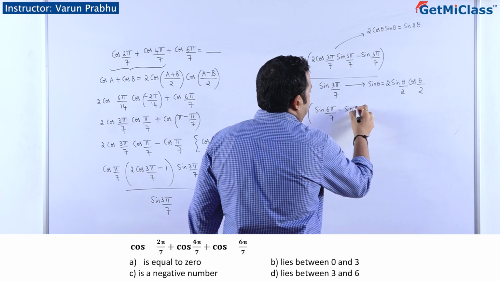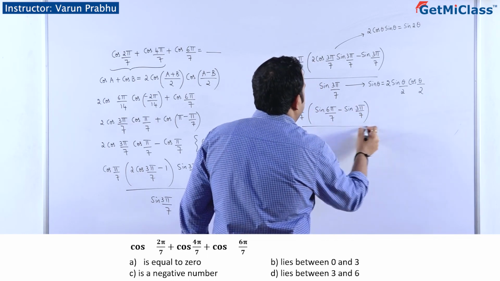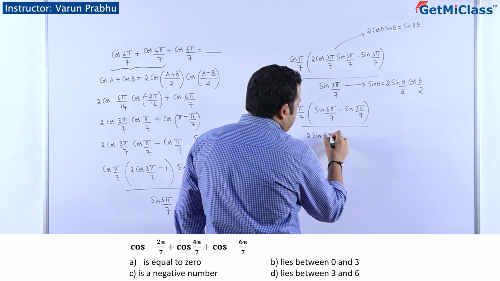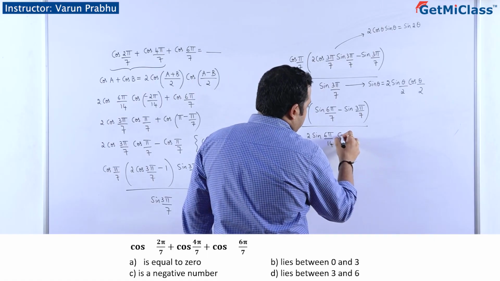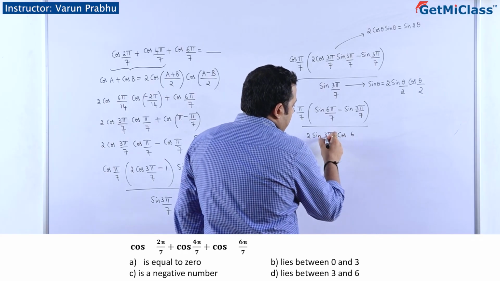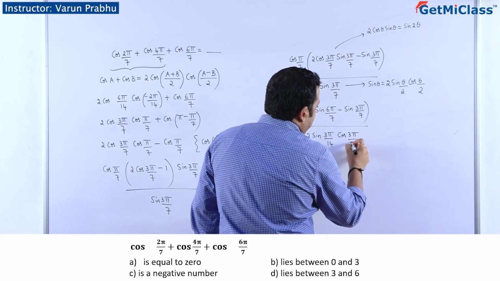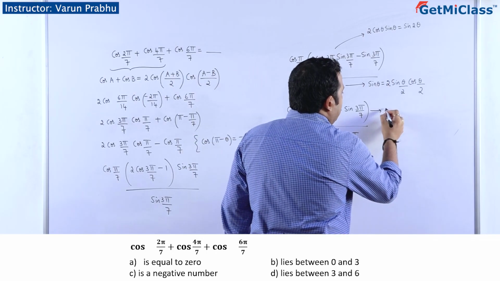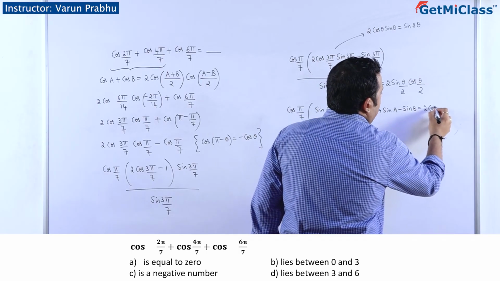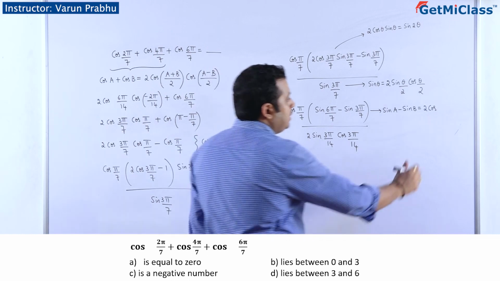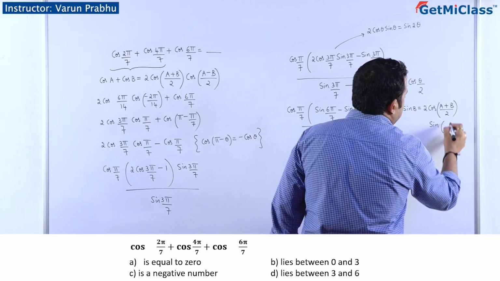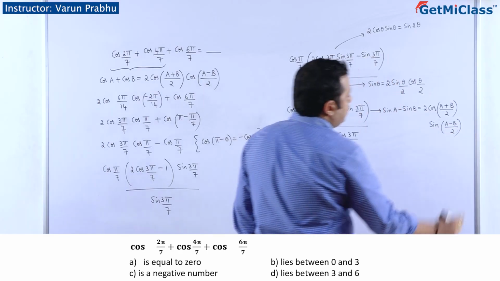minus of sin of 3 pi divided by 7, divided by 2 sin theta by 2, that is nothing but 6 pi divided by 14 into cos of theta by 2. Theta by 2 is nothing but 3 pi by 14 into cos of 3 pi divided by 14, correct. Now sin A minus sin B, the formula is 2 cos of (A plus B) divided by 2 into sin of (A minus B) divided by 2.